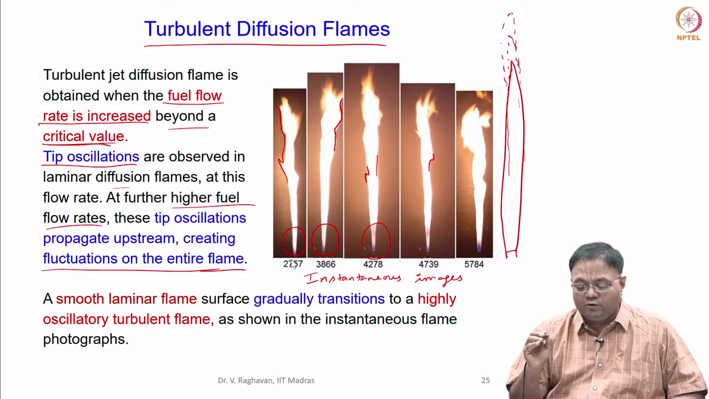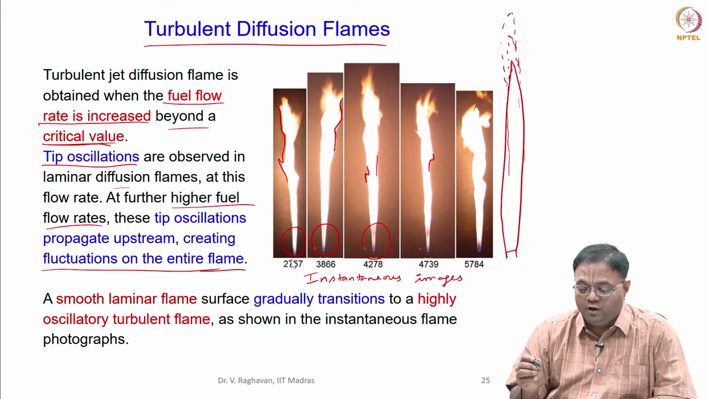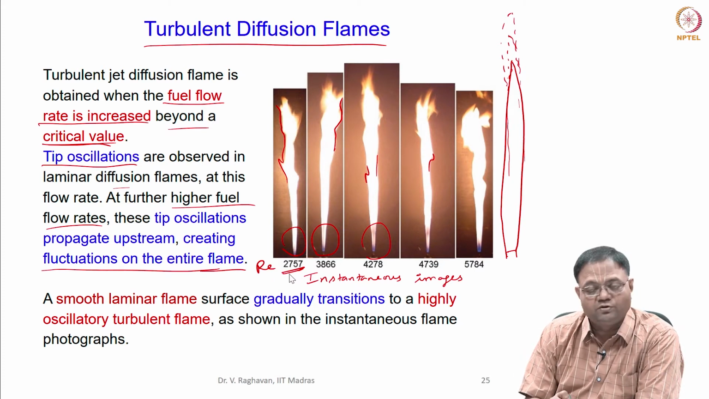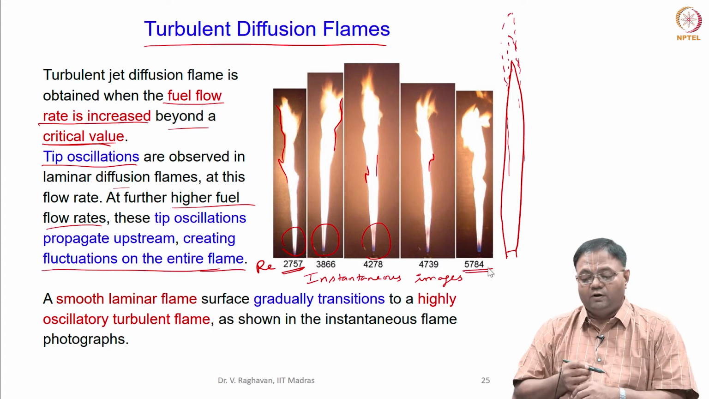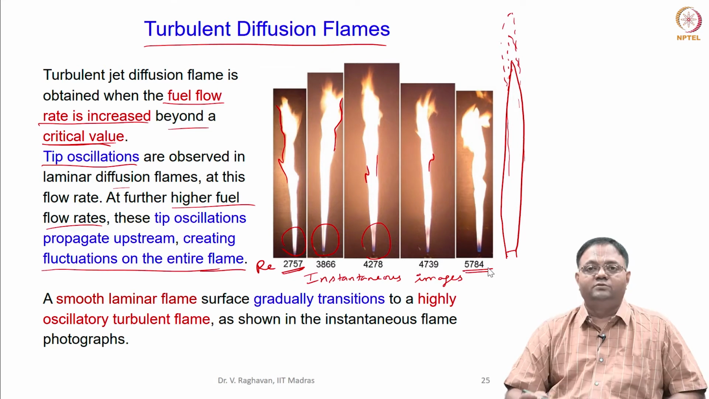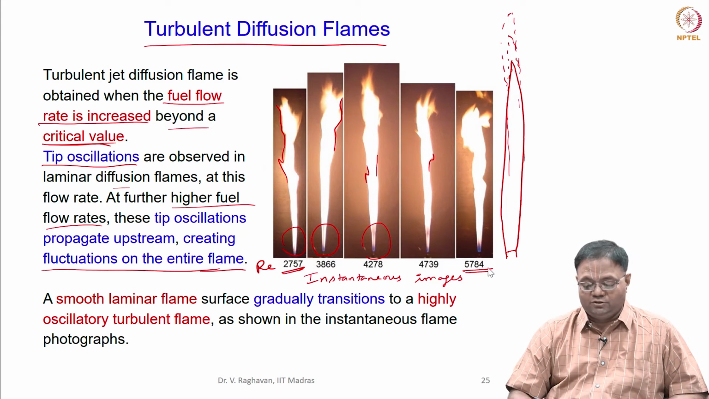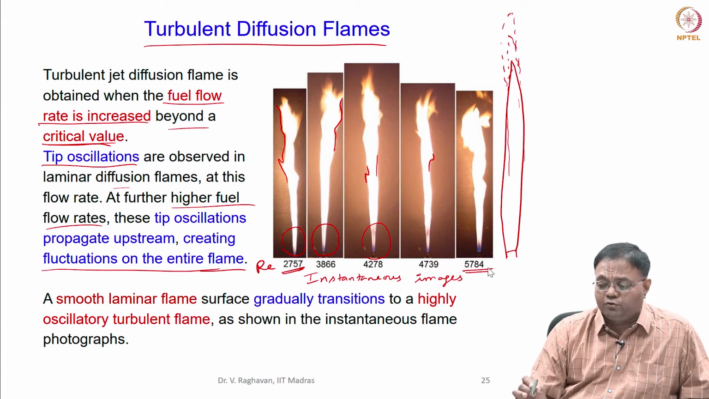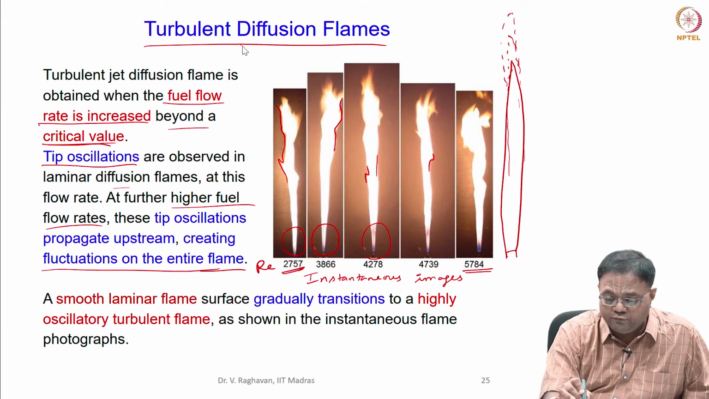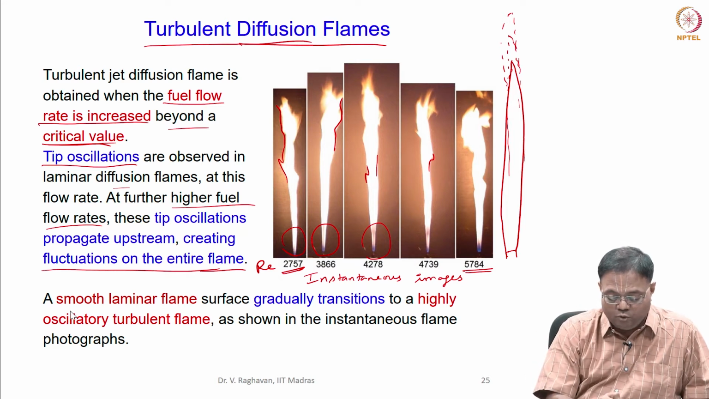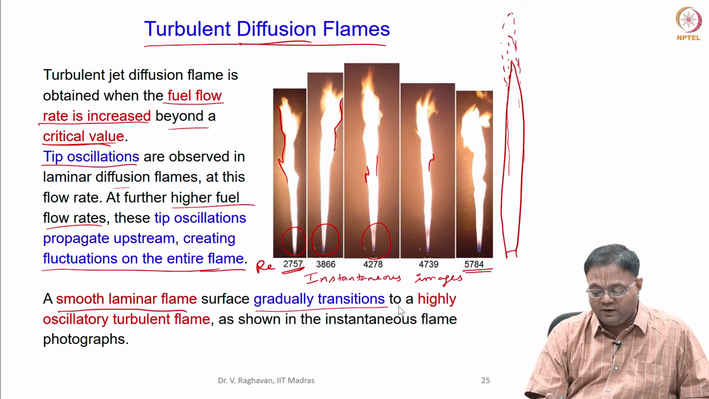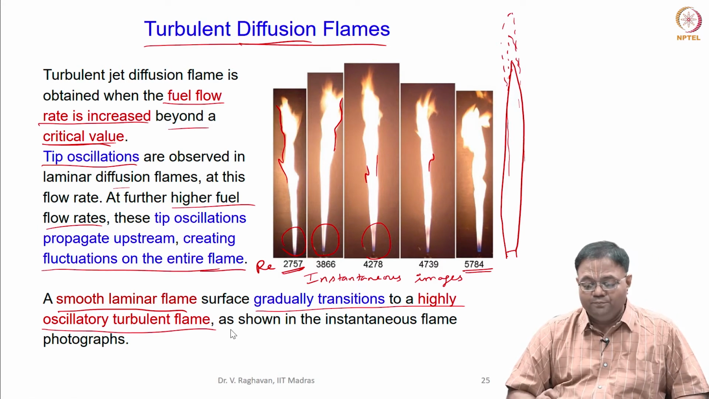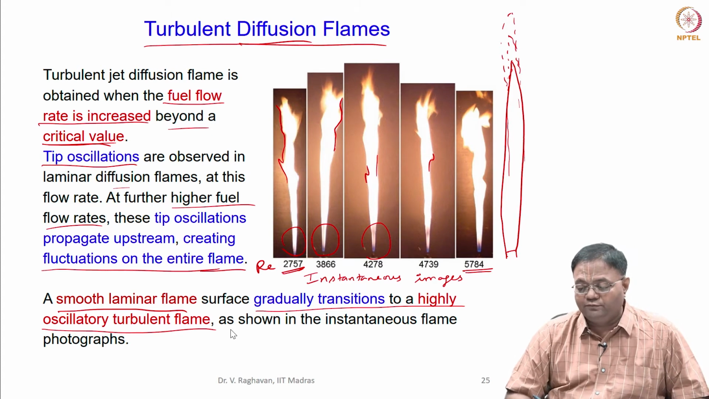An important thing you can see in the turbulent regime is that the Reynolds number is indicated here. From 2700 to say 5700, you can see that the flame length does not change much. Okay. So, the consequence of turbulence in the diffusion flame or non-premixed flame is that a smooth laminar flame surface gradually transitions to a highly oscillatory turbulent flame, as shown in the instantaneous photographs.